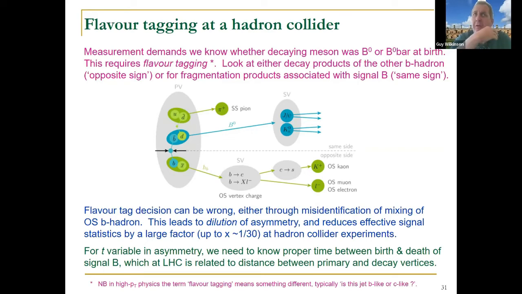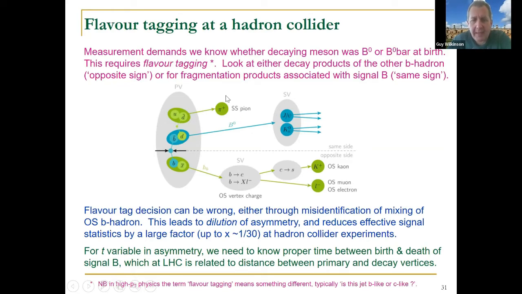And so that tells you about the flavor of the other B. So statistically, you know something about the flavor of the B you are interested in. So that's one way to flavor tag, by looking at the opposite B in the event. Traditionally this is called opposite side. So opposite side kaon, muon, or electron will give you information on the flavor of the B that you are interested in, at its production, okay?